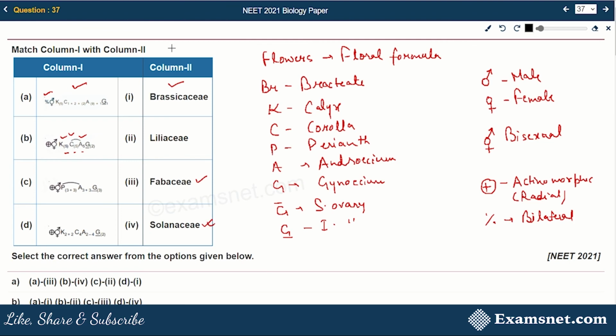In the third one, you can see perianth and andrecium are fused together, and this is the characteristic of Liliaceae. Similarly, the last one is the floral formula for Brassicaceae. So the correct option would be option A, which shows the correct match for the floral formula and the families. So I hope you understood about the floral formula.